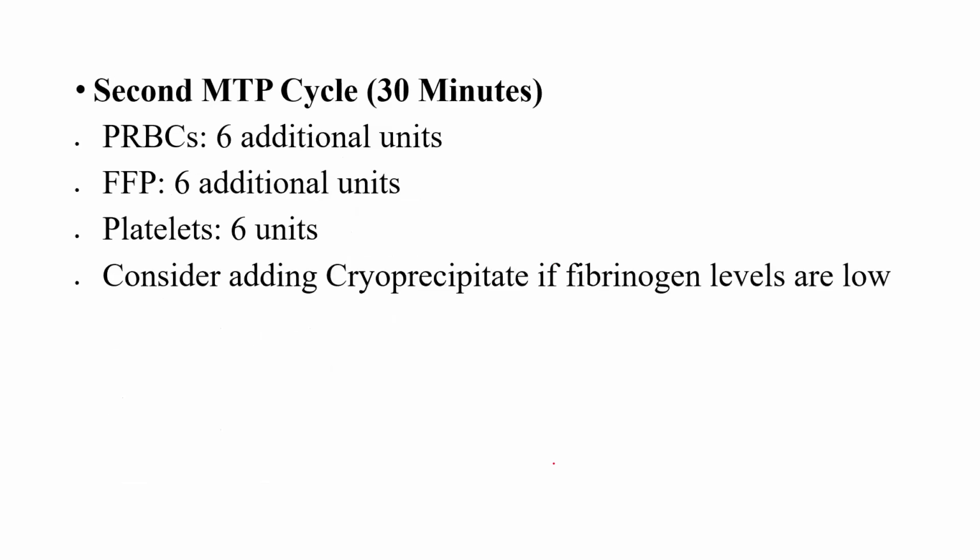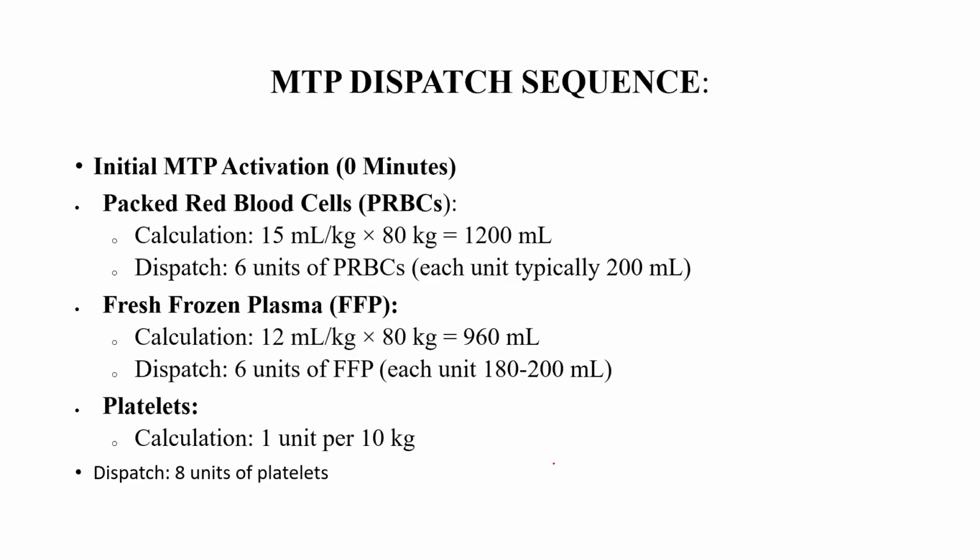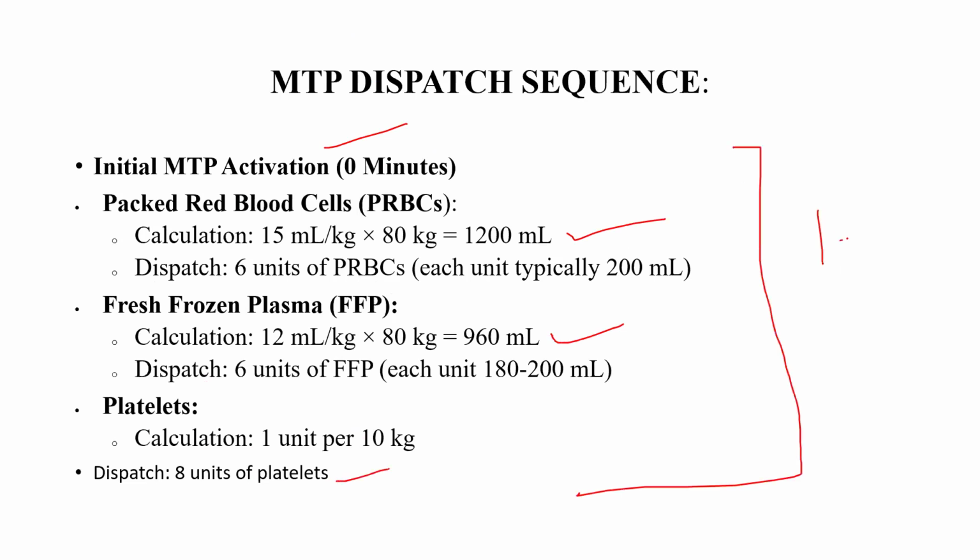Okay, the second MTP cycle. Remember all of this: as soon as you initiate MTP, it would be at the 0 minute. After this you give all these blood products, that is 1.2 liters of PRBC, 960 mls of FFP, and probably 6 to 8 units of platelets. You give this, and roughly you'll take around 1 to 1.5 hours, correct? So by this time, you again do a test of your parameters.